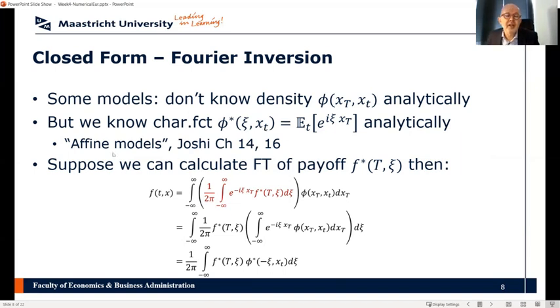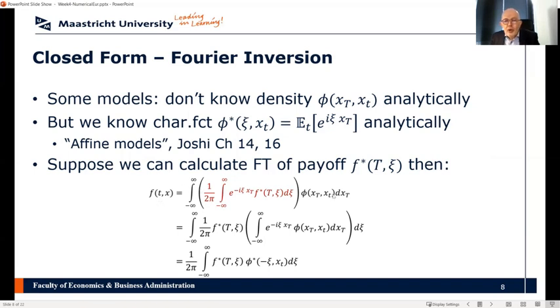And as I said earlier, examples of those models are stochastic interest rate models and stochastic volatility models, which we're going to be covering later in the course in chapter 14 and chapter 16. Now, if we want to calculate a payoff, and if we know the Fourier transform of the payoff function, so this is then f star of xi. So after I take the Fourier transform, I replace x capital T with this xi variable. Then I can do the following trick.